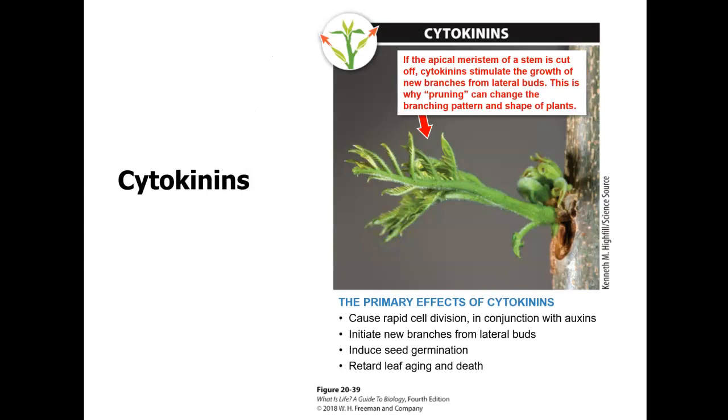Here we see if the apical meristem of a stem is going to be cut off, these cytokinins are going to be stimulated and the growth of the new branch from the lateral bud is going to come out. This is why pruning can actually change the branching patterns and the shape of a plant. And so here we see it cause that rapid cell division is going to be coming out. It's also going to work with the auxins to do this. It initiates that new branch from the lateral bud. It can induce seed germination, and it can stop the leaf aging and death.